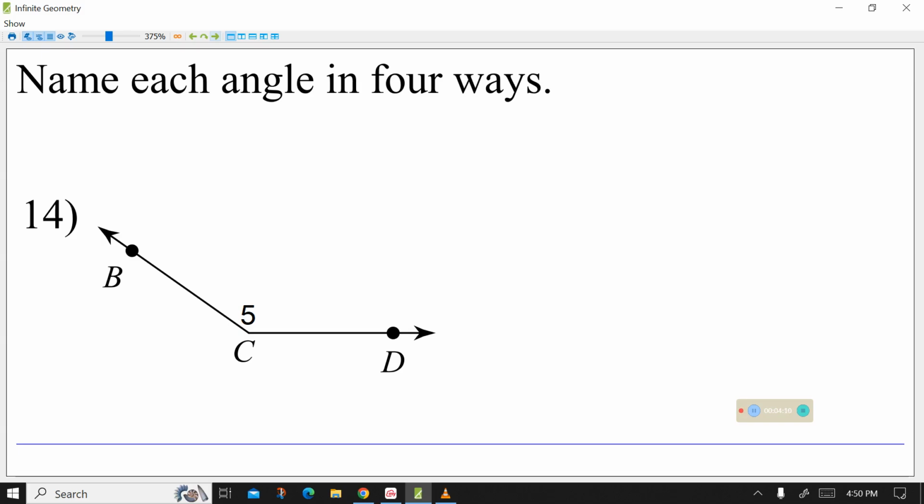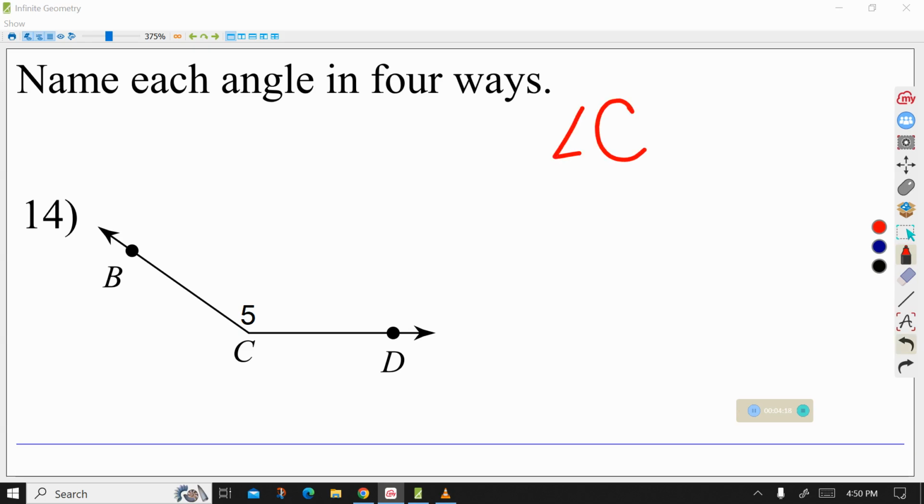So for number 14, in this case, what we should have is a few things that make sense. We should have angle C. That's one way to call this angle. We could also call it angle phi. Again, because there is no degree mark, that means that the 5 is not trying to represent degrees.